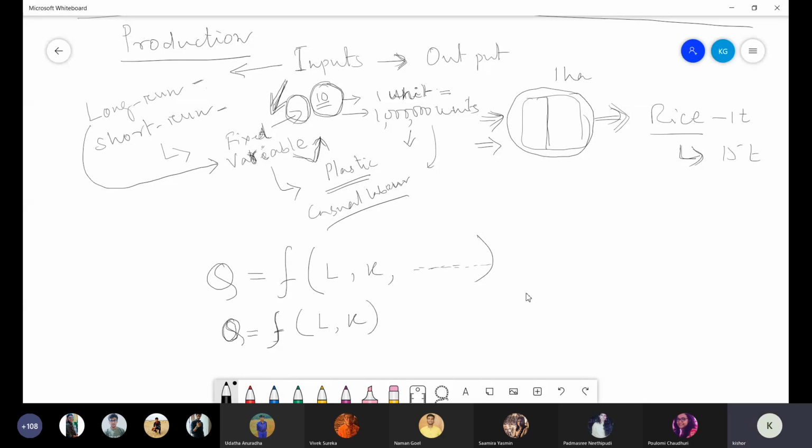We combine all the variable input under labor and all the fixed input under capital, if it is a short run. And if it is a short run production function, certain inputs are fixed, certain inputs are variable. So all the fixed inputs are clubbed under K bar. K bar means capital, not zero, it is at a certain level.